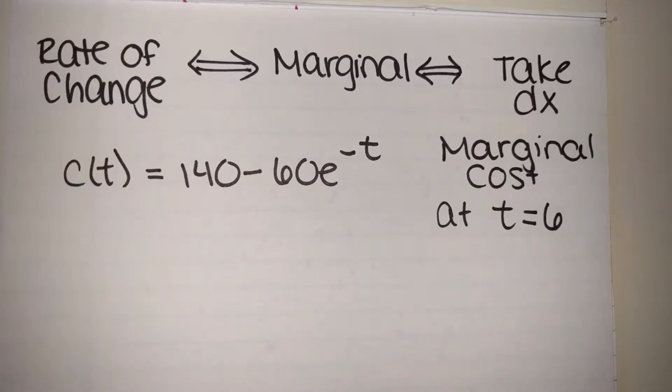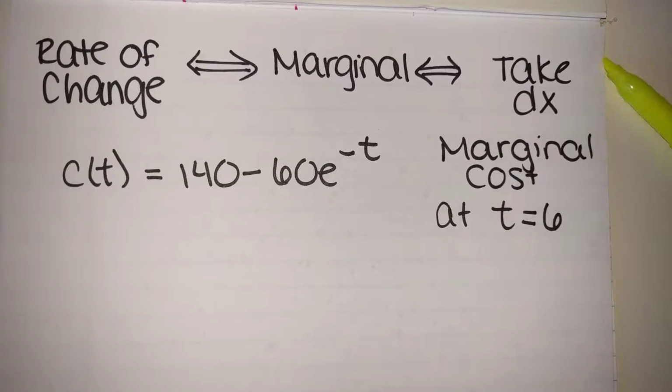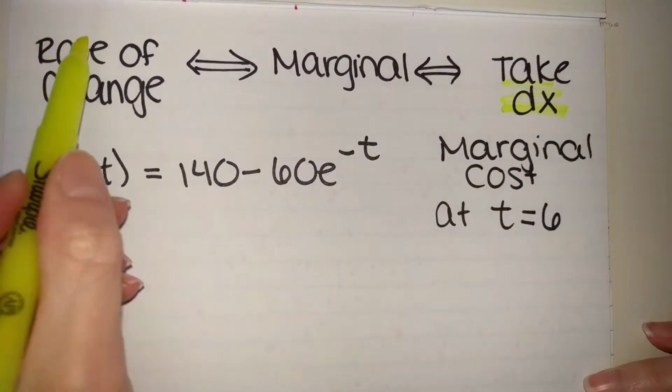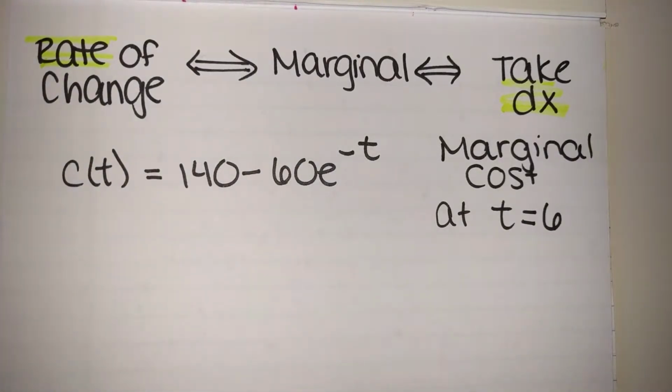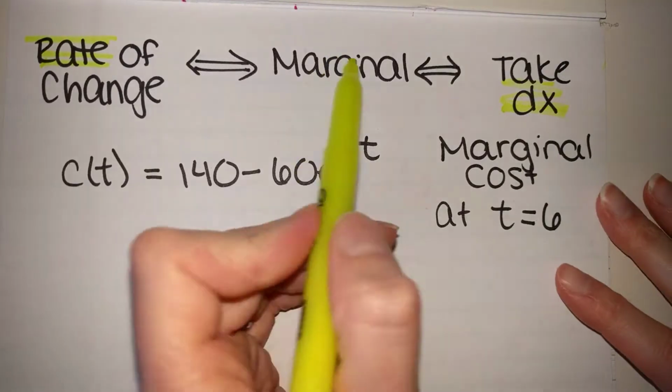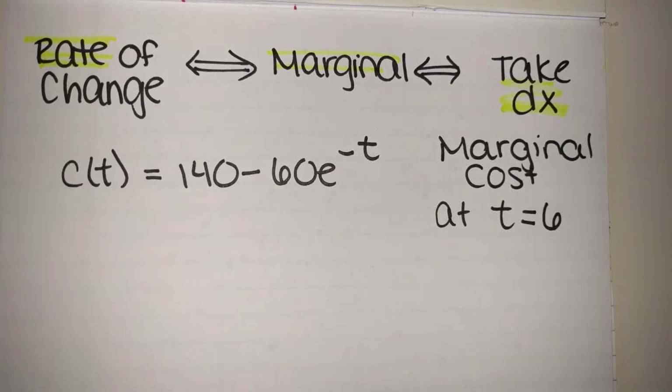So this is one of the most important concepts of calculus, and what we love calculus so much for is that when we take the derivative, that is giving us the instantaneous rate of change, or just the rate of change at a particular time. And we discussed that that rate of change is also the same thing as our marginal concept. So if we're asked for marginal profit, we need to take the derivative of the profit function.